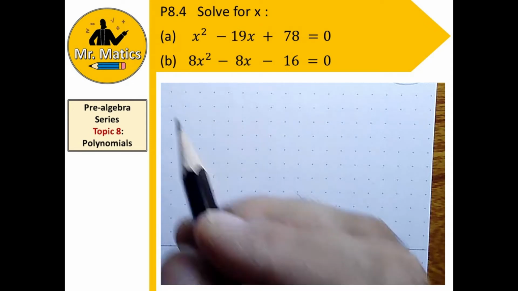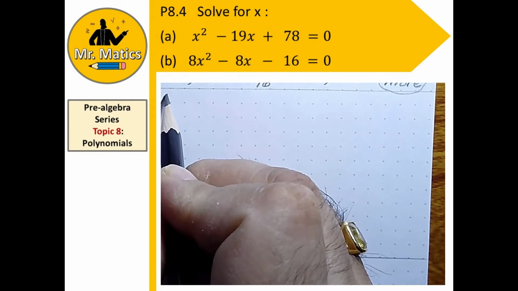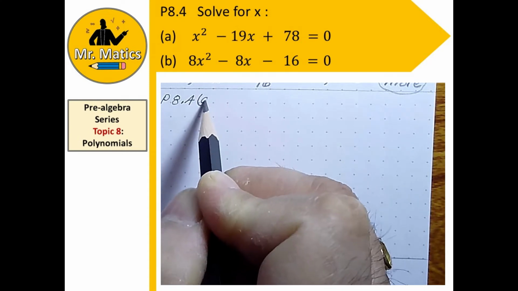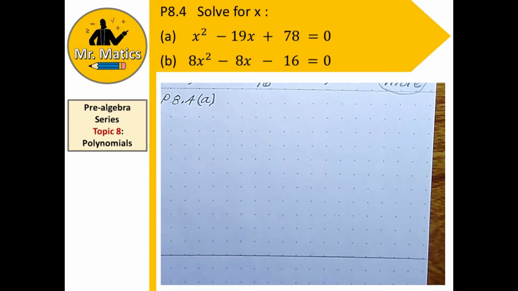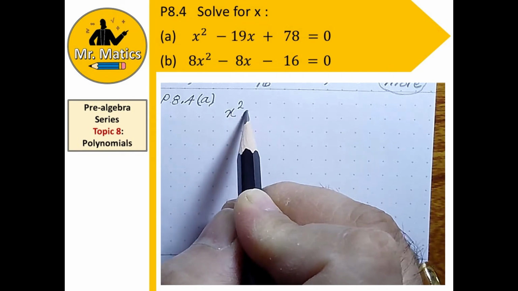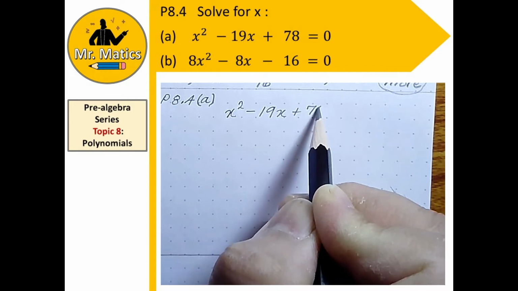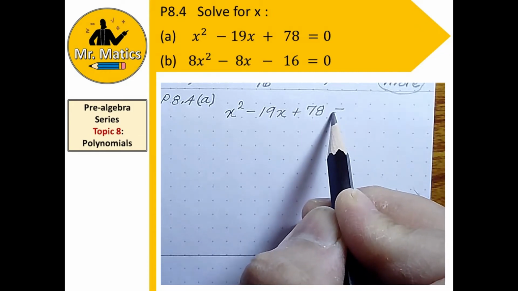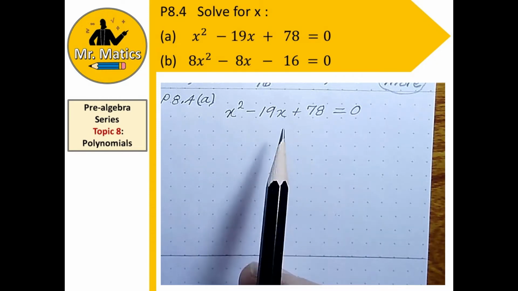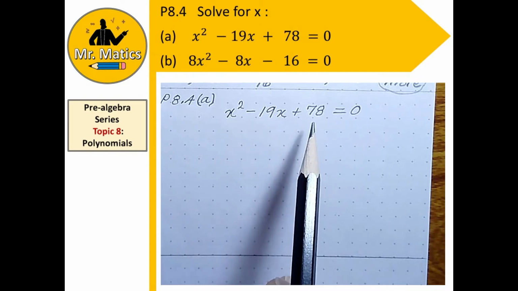Okay, we have two equations to solve and we're going to use the factorizing method to solve them. So problem 8.4, start with part A. The expression is x squared minus 19x plus 78, and this expression is equal to 0. So we have to find what value of x will make the left side of the equation equal to 0.